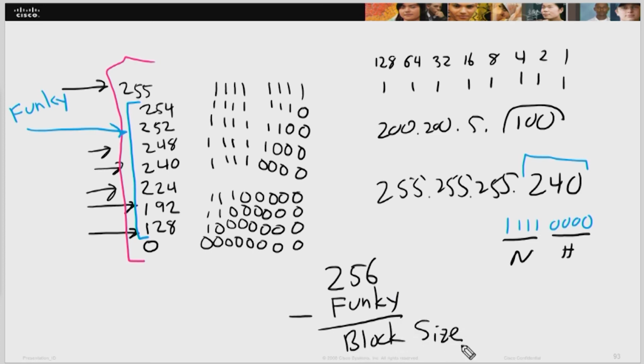Remember that. All right, I suppose I can do that one example because it's sitting right here on the board. If I have 240, which is funky, right? We said that the funky value was the one that wasn't 0 or 255. So 256 minus funky. I probably shouldn't use the word in here because I actually want to use a mathematical value. But if funky is 240, that makes my block size 16. And we'll do that coming up.